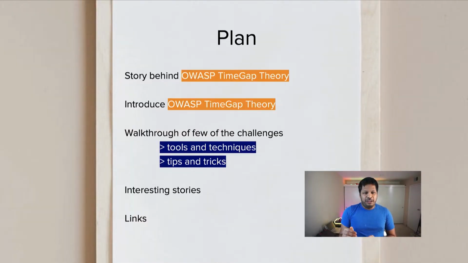This is our plan today. I'll give you the story behind OWASP TimeGap theory. I'll introduce the project to you. I'll walk through all the challenges, and in that process, you will learn some of the tools and techniques. You'll also learn some of the tips and tricks you can use while finding and exploiting TOCTOU issues. I'll also share some interesting stories and links so that you can go back home and check them out later when you are trying this out in your home lab.